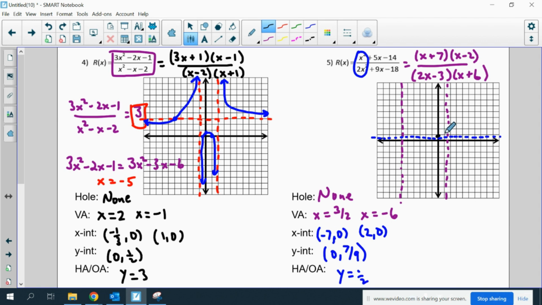7/9 is a little bit above 1/2. You get an x-intercept at -7, an x-intercept at +2. And then the last thing we have to do is check to see if this function intersects the horizontal asymptote of 1/2. So I'm going to set 1/2 equal to the function. Because if the function ever equals this y value, it would have to be where 1/2 is equal to the y value.